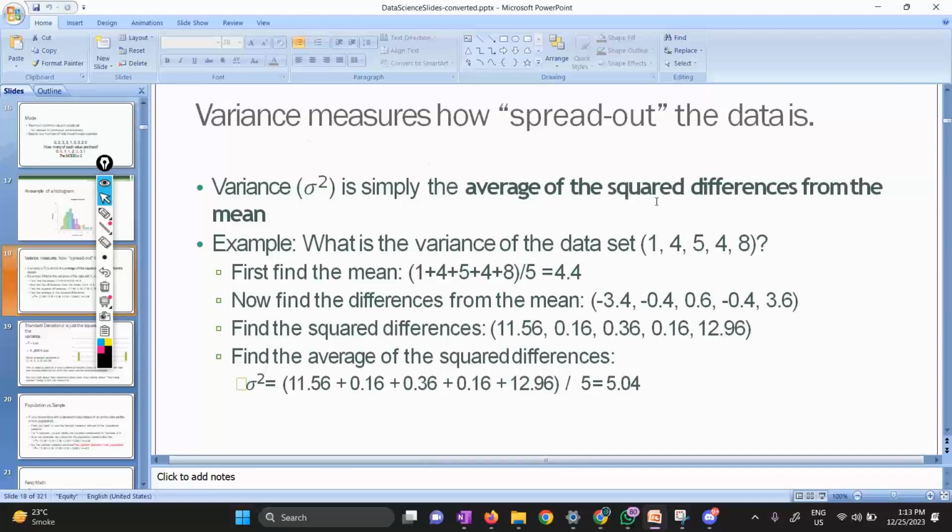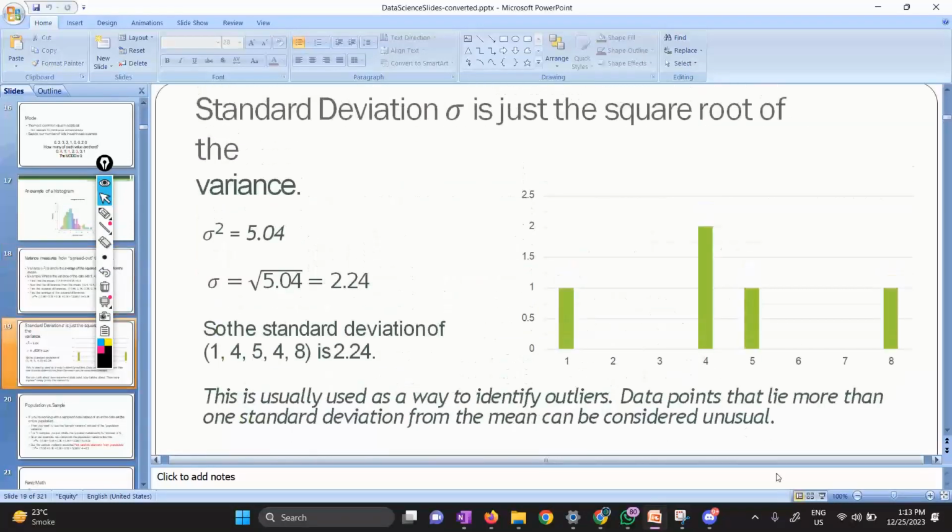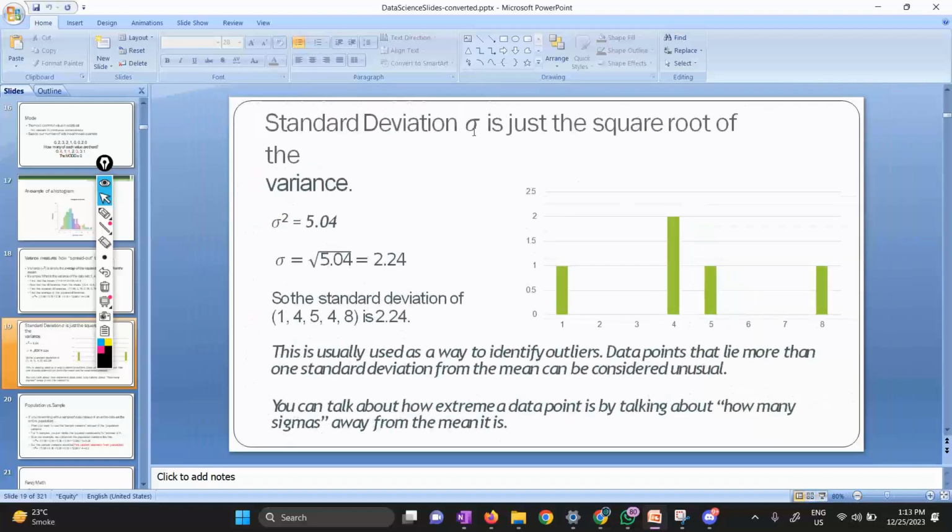Variance: how spread out the data is. Standard deviation, sigma, is just the square root of the variance, but it is usually used to identify outliers. Data points that lie more than one standard deviation from the mean can be considered unusual.